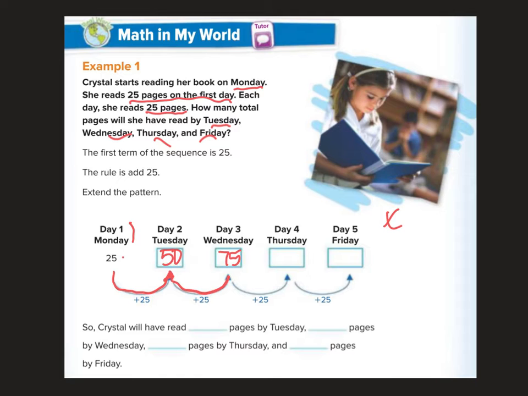Notice I'm counting by 25s, which is also like if I was counting change and counting quarters. Right? So 75 plus 25 is $1 or 100 cents. Next, we would have 125 pages. Okay, so Crystal will have read 50 pages by Tuesday, 75 pages by Wednesday, 100 pages by Thursday, and 125 pages by Friday.